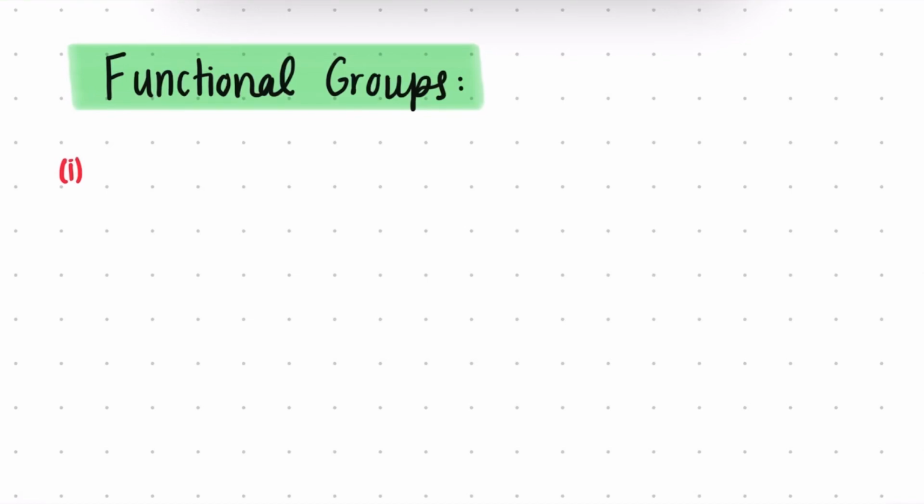Okay, so now let's start discussing the functional groups. The first functional group we'll talk about is an alcohol. Now, an alcohol is generally represented in this format. Here, the OH group is what we call an alcoholic group.